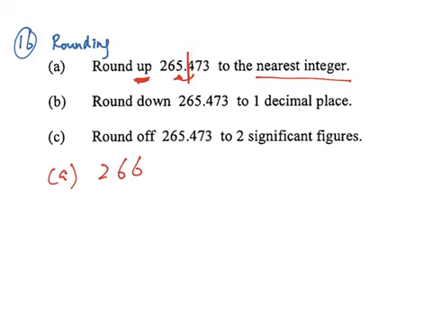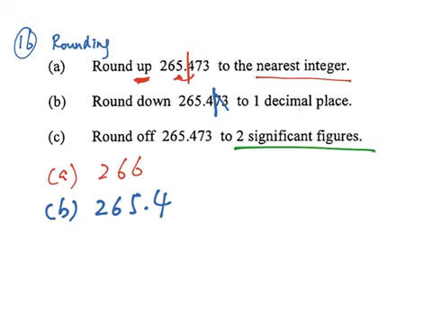Second one is round down to 1 decimal place. So 1 decimal place will come from the dot. So we cut it here. Round down, that means no matter if 7 can round off, we'll cut it. So the answer of part B is 265.4.